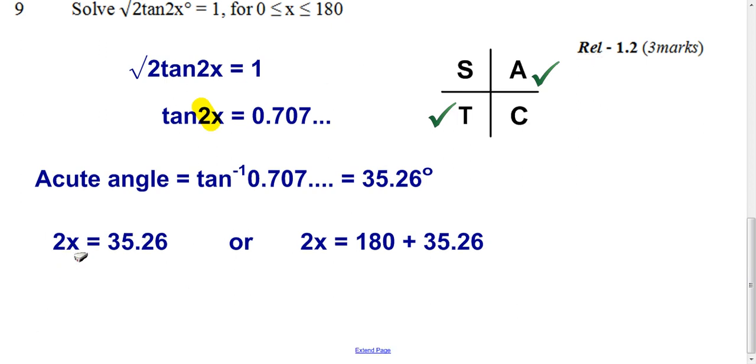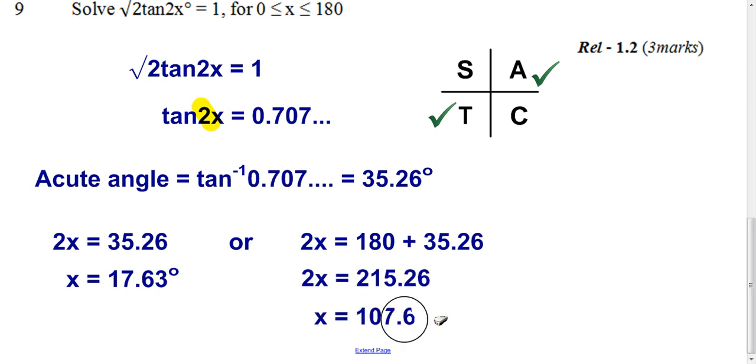Okay, so just divide this by 2 and you can get 17.63. This comes to 215.26, then half it, and you get 107.63. There's your 2 answers.